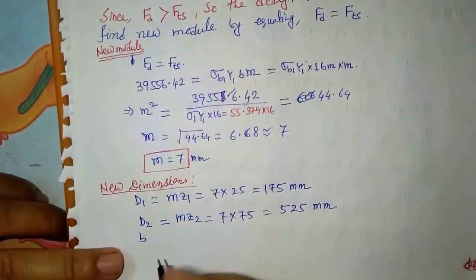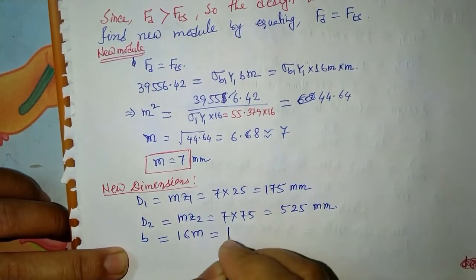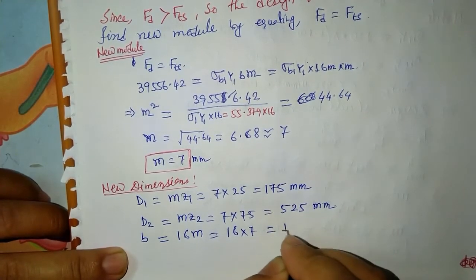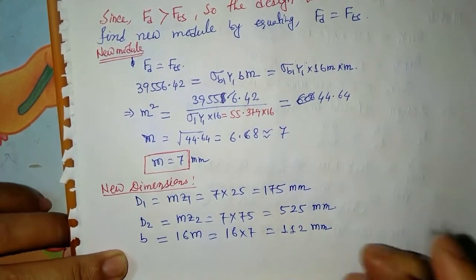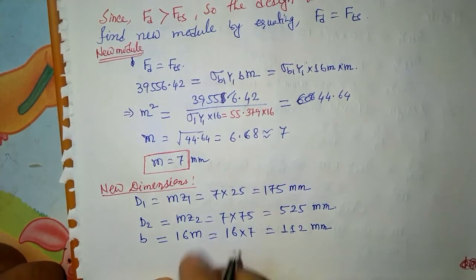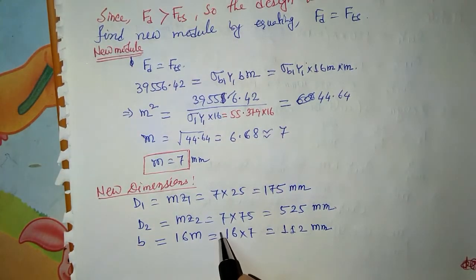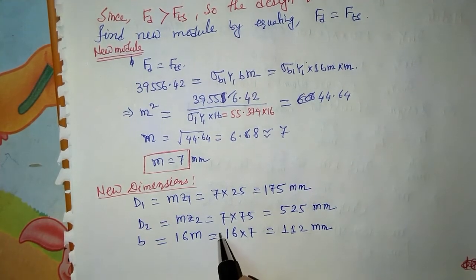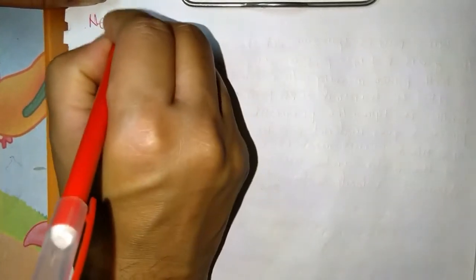Next we have the face width, that is our 16 into m, so 16 into 7, and this is 112, this is 112 millimeter. So this is our new dimensions, as our new module is 7. Now let's check the actual or dynamic load on this basis. So let's find now the new beam strength.